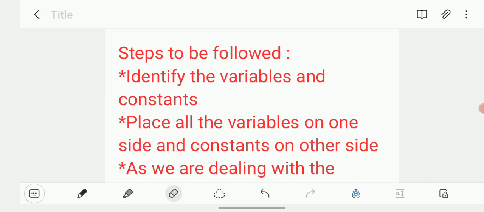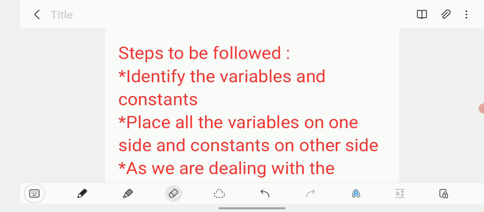Variable means any term in the equation which contains a variable like x, y, z. These are known as variables. If it contains an alphabet, then it must be a variable. And everything else, the numbers in an equation, are known as constants. How to identify? If the term contains the alphabet, it doesn't mean that it should contain only the alphabet.